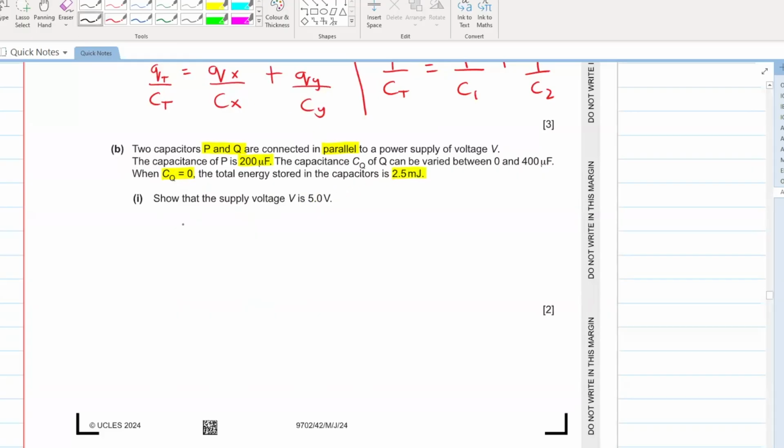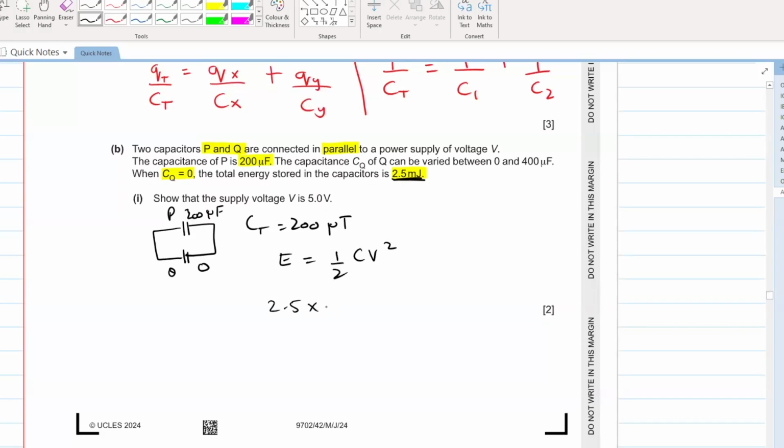Perfect. If two capacitors are connected in parallel, let's say this is P, this is Q, what will happen? Their capacitances will get added up. P is 200 microfarad, Q is 0. What will be the total capacitance here? 200 microfarad. Your total energy is what? 2.5 millijoules. Energy is equal to what? 1 upon 2 CV square.